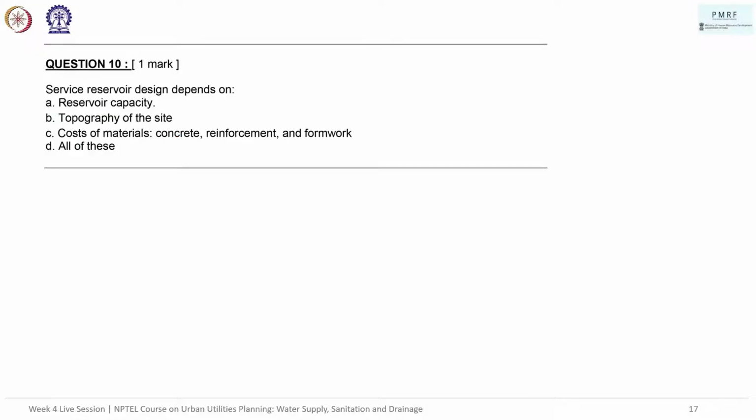Okay, moving on to the next question. The service reservoir design depends on A, reservoir capacity, B, topography of the site, C, cost of materials, that is concrete, reinforcement, and formwork, or D, all of these. Any answers? Okay, you've got one person saying D.